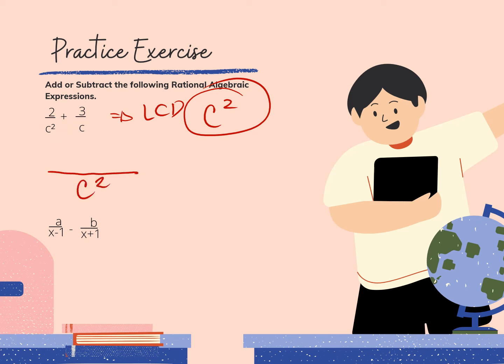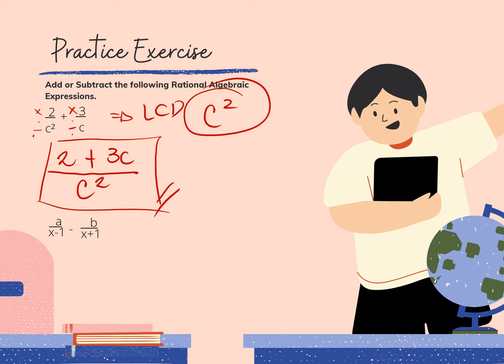Same process: divide and then times the numerator. c squared divided by c squared is 1, times 2, you have 2. Plus, c squared divided by c will be c, and then times 3, you will have 3c. So, 2 plus 3c, pwede pa bang pagsamahin? Hindi na, kasi ito ay constant and this one has a variable. So, they are not like terms. Therefore, that will be our final answer.